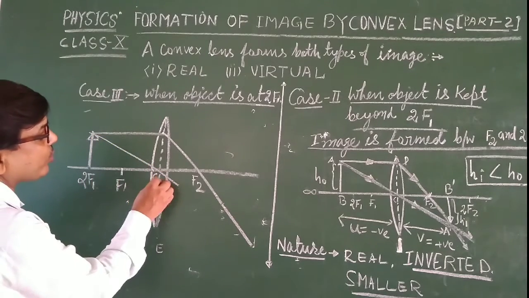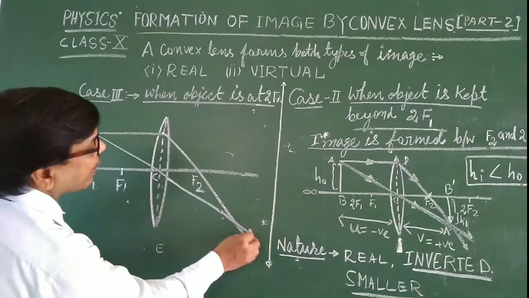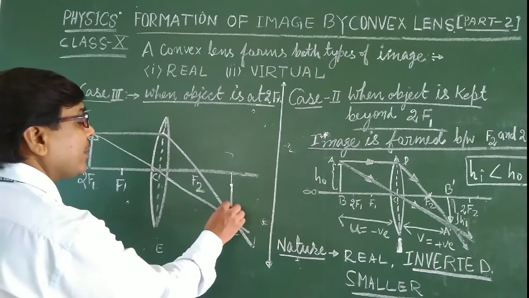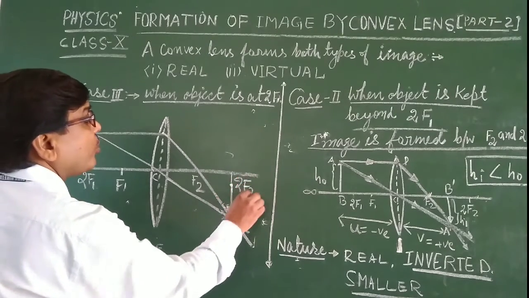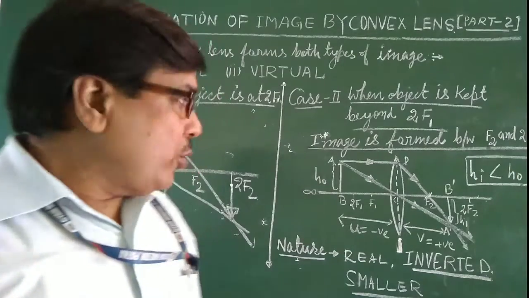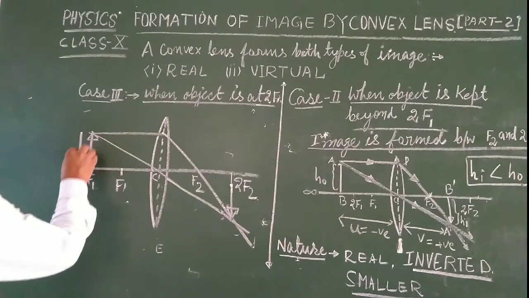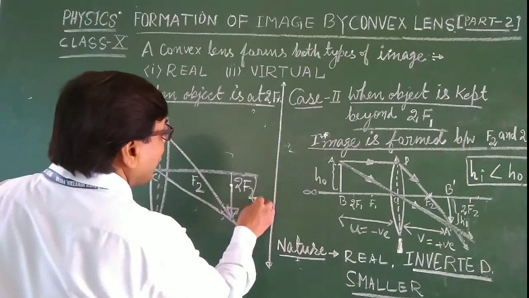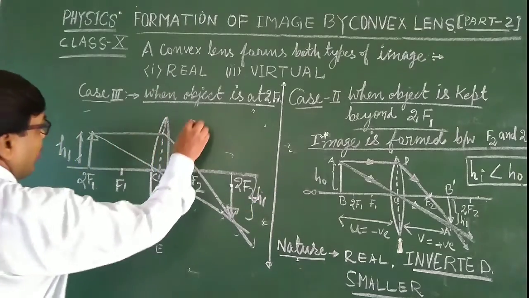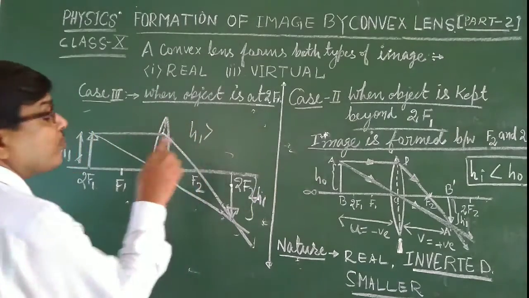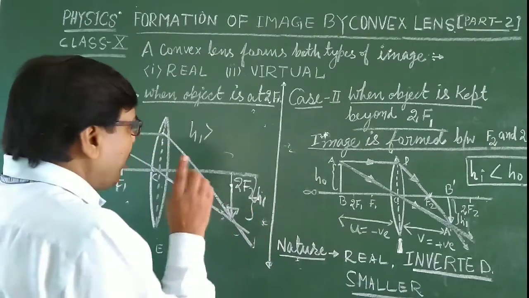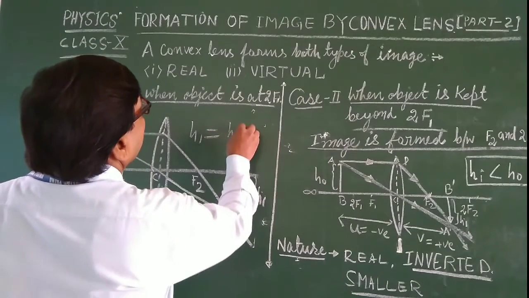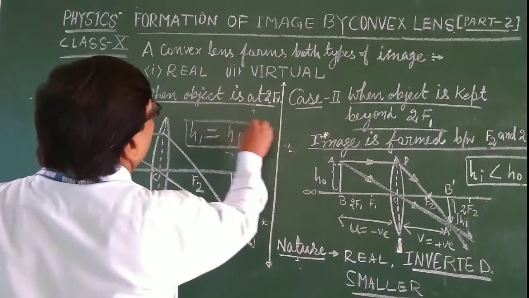Next ray diagram: the incident ray passes through the optical center C. After the refraction, the image forms here at 2F2 on the other side. The size of the object and the size of the image is equal, not more, not different, but equal. So HI is equal to HO.